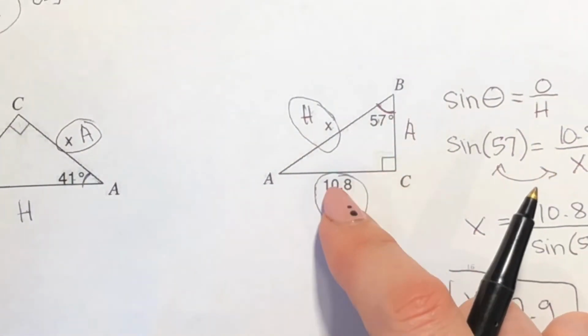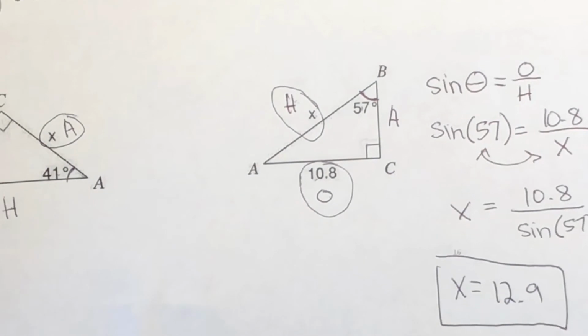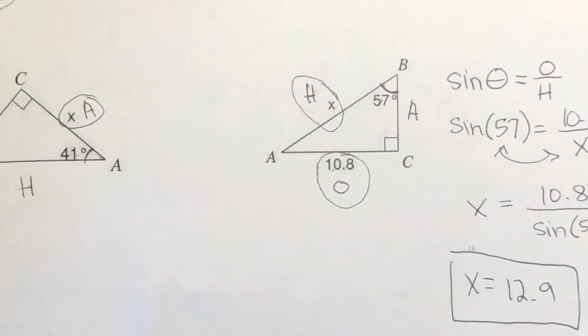Okay, so that is how you find missing sides in triangles when you have just one angle and one side. So we will also look at how to find missing angles if you know sides. So that'll be another part.